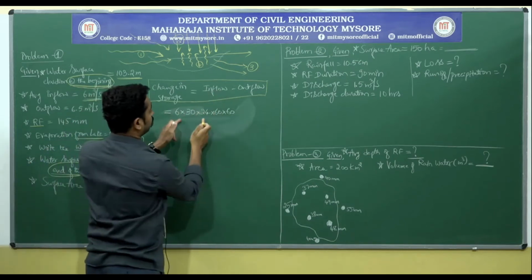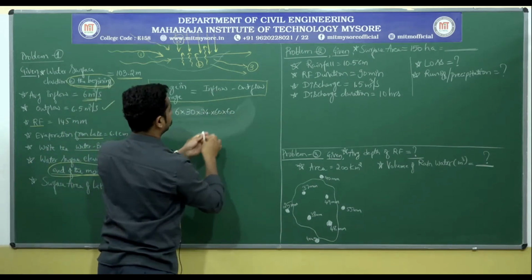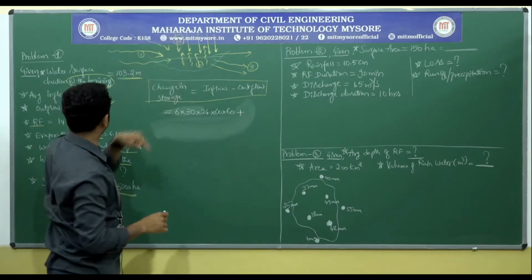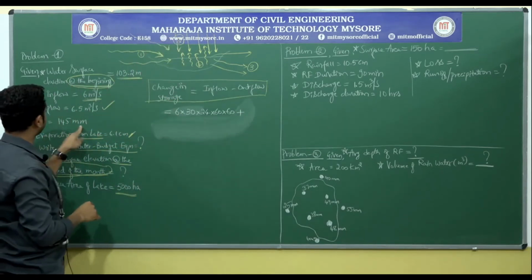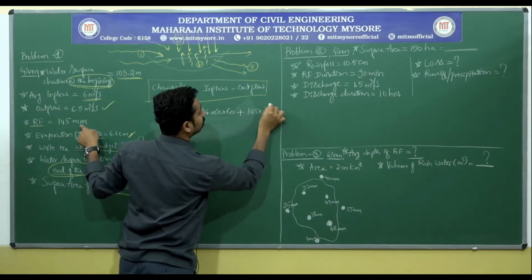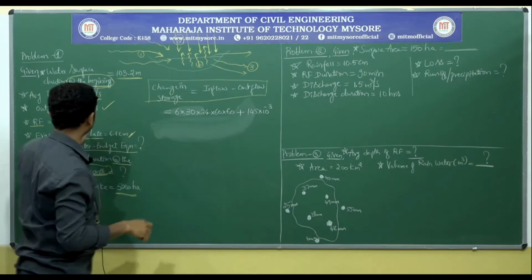Okay, this is one inflow. Another inflow to the system: plus rainfall is coming. That is the inflow. What is the rainfall? 145 mm, 145 mm times 10 power minus 3, converted to meter.